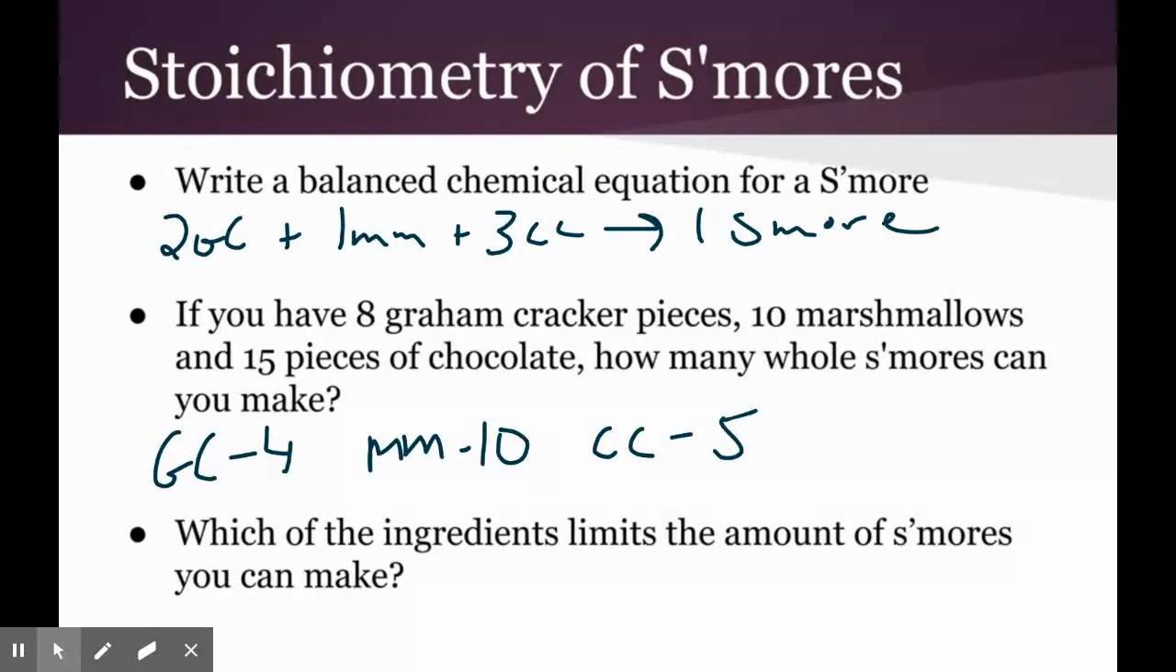You can only make as many whole s'mores as your least amount of ingredients. So the total number of s'mores that we can make is 4. So the ingredient that limits the amount of s'mores you can make is the graham crackers. So now what we just did here is what we will be applying to chemical reactions over the next few lessons.